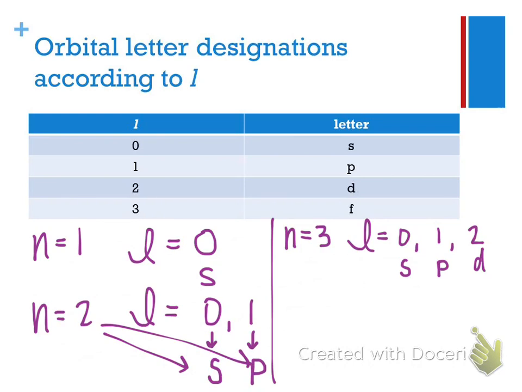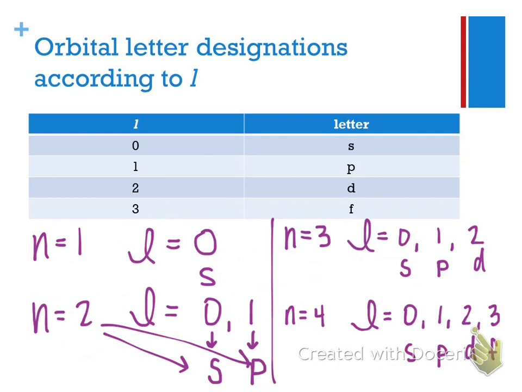Kind of. Okay, last one. n equals 4. This is as high as we'll go. If n equals 4, what could L equal? 0, 1, 2, 3. Okay, so that means for level 4, we could have S, P, D, and F orbitals.